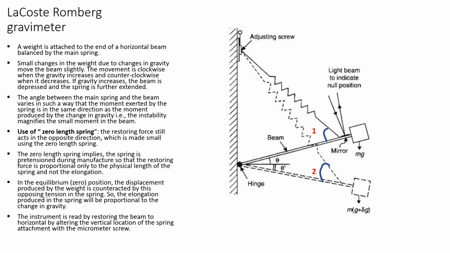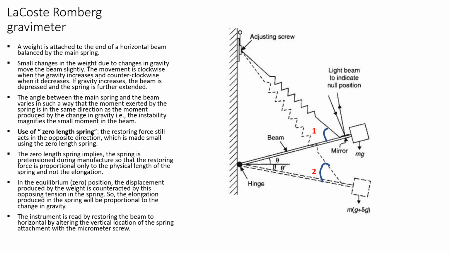The next type of unstable gravimeter is the LaCoste-Romberg gravimeter. In this gravimeter, there is a weight which is attached to one side of the beam, and the beam is balanced by the mainspring. Now the mainspring here is attached inclined to the beam, and this inclination of the mainspring introduces the required instability so as to increase the displacement produced by the small changes in the value of gravity.